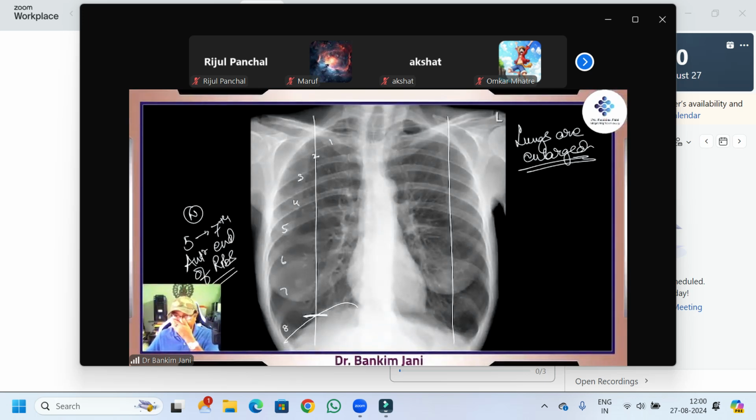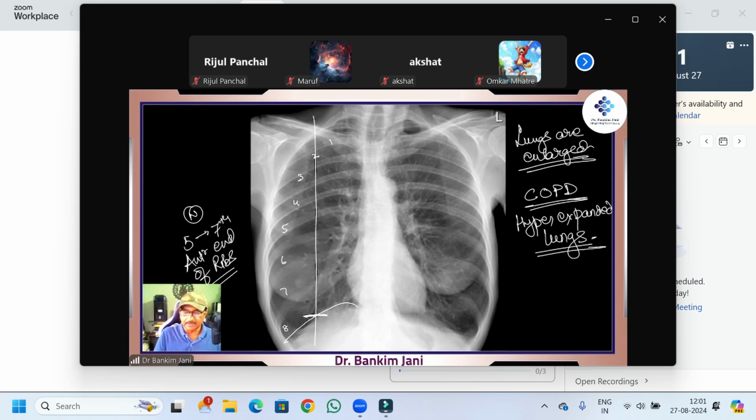100%. The lungs are hyperinflated. This occurs when the patient is trying to breathe with so much trouble. This is a case of COPD, and we are watching hyperexpanded lungs. Absolutely fine. On the opposite side also, we can calculate the ribs.